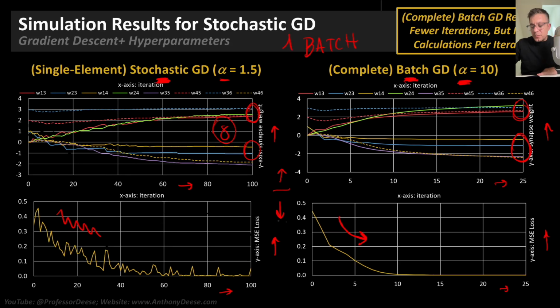The second observation we can make is with regard to the number of iterations required for convergence. The batch gradient descent requires only 25 iterations, whereas the stochastic gradient descent requires 100 iterations. However, one thing to keep in mind here is that each iteration of the batch gradient descent requires more calculations, is more computationally complex, because we need to evaluate and take the average of 10 training data samples as compared to 1 over here.